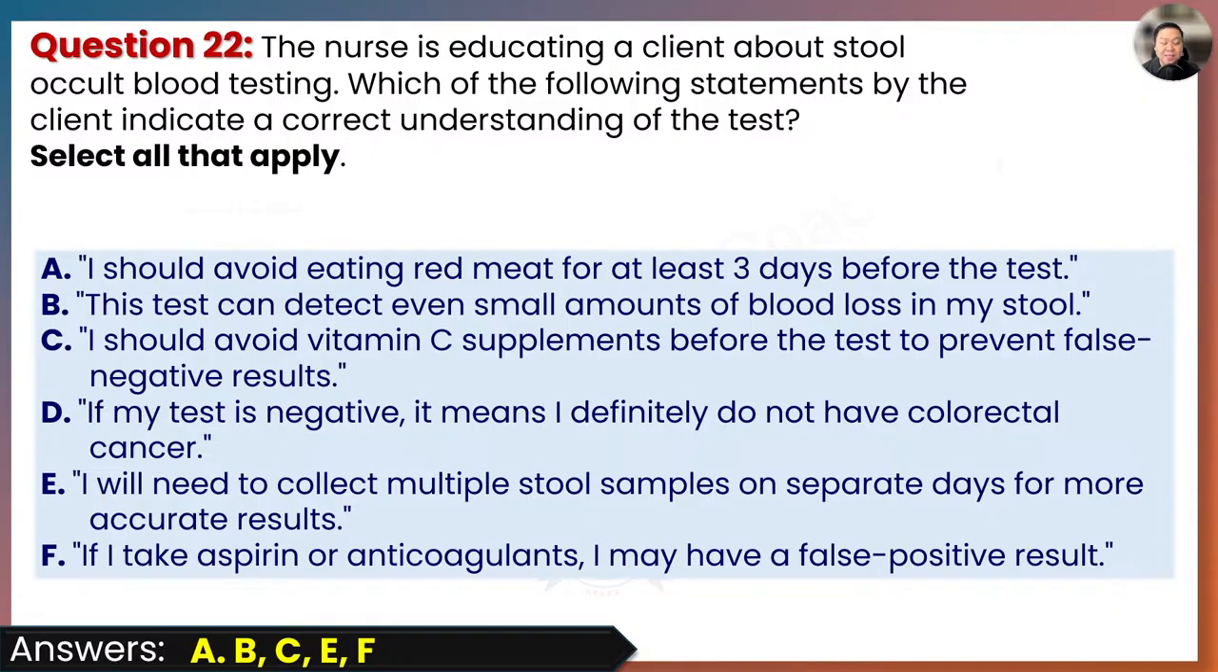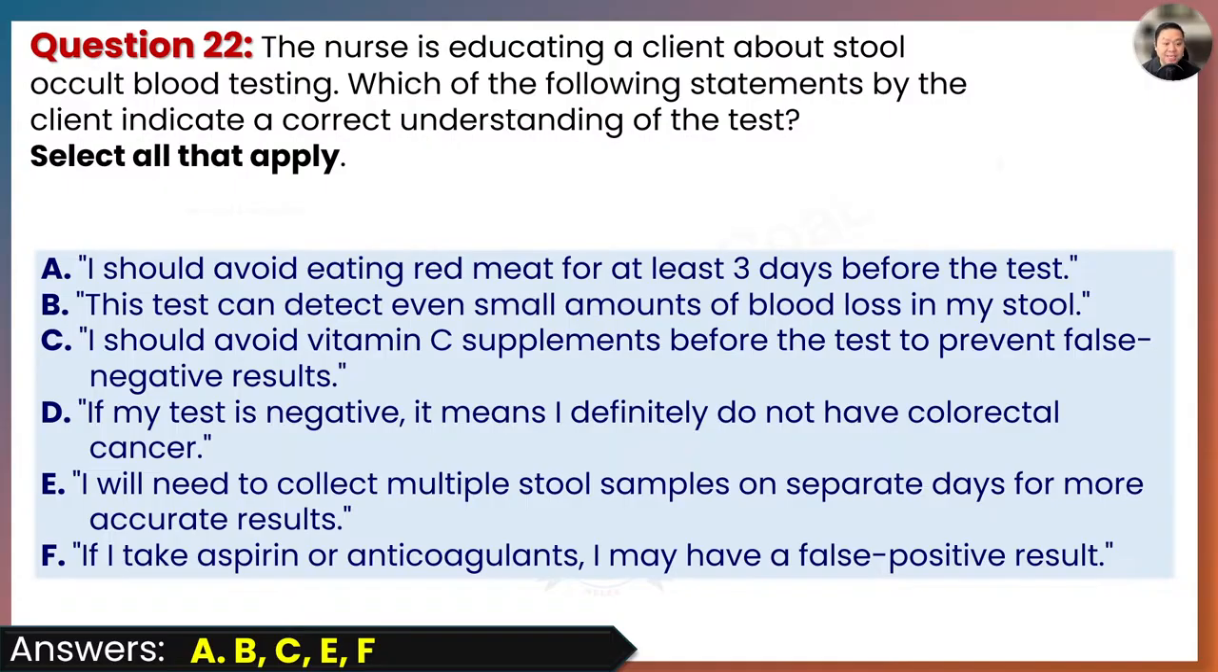Letter A is correct because avoiding red meat before the test is very critical because it contains hemoglobin. And this can mimic the presence of blood in the stool and can lead to a false positive result. And what about letter B? This test is very sensitive, and this can pick up even small amounts of blood in the stools, amounts that wouldn't be visible to the naked eye. And that's why it's useful for detecting hidden bleeding from maybe colorectal cancers or ulcers.